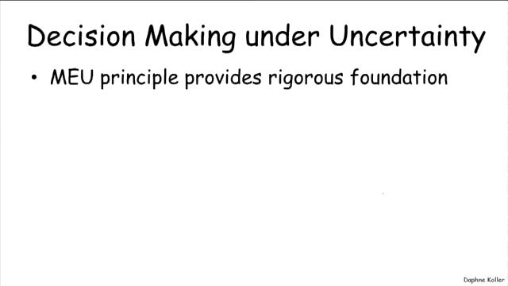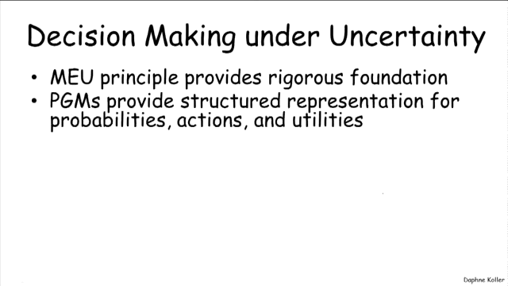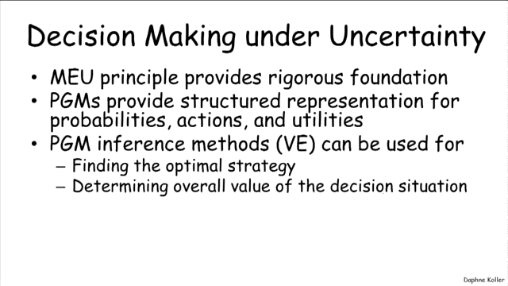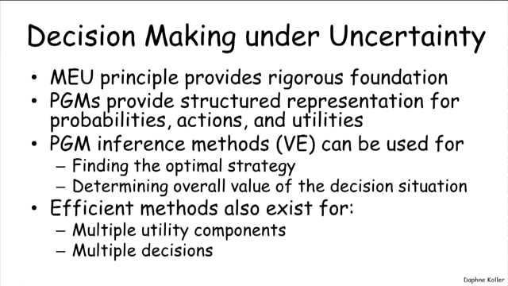So summarizing this, the MEU principle provides us with a rigorous foundation for decision-making under uncertainty. Building on that, the framework of probabilistic graphical models allows us to provide a compact representation for complicated high-dimensional decision-making settings where we have multiple chance variables, multiple actions, and utilities that depend on multiple variables. We can now build on inference methods in probabilistic graphical models, specifically in this case, the variable elimination algorithm, to both find the optimal strategy and figure out the overall value to the agent of a particular decision situation.